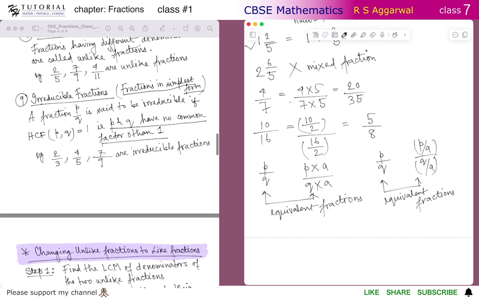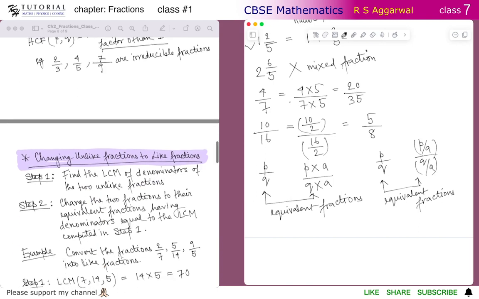Irreducible fractions. What are irreducible fractions? Also, this is known as a fraction in simplest form. A fraction p by q is said to be irreducible if the highest common factor, that is the HCF, of the numerator and the denominator is 1. This means that the numerator and the denominator have no common factor other than 1. For example, 2 by 3 is an irreducible fraction because the HCF of 2 and 3 is 1, they have no common factor. Another one is 4 by 5, another one is 7 by 9.